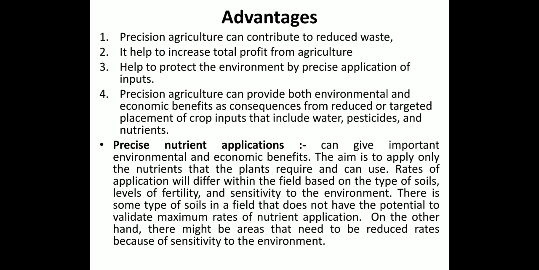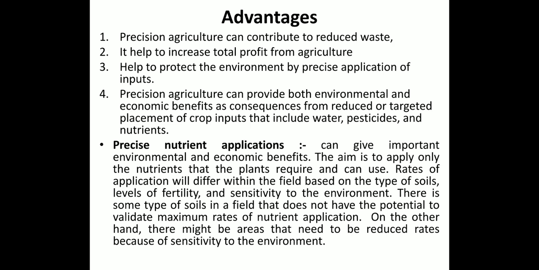Next, we can see the advantages of precision farming. There are general advantages. Precision agriculture can contribute to reduced waste, as we have seen in earlier slides. That is, whatever inputs are applied in the field should be applied at the right time, in the right method, the right way. That is the concept of precision agriculture. We should apply fertilizers as needed to soil or crops, which helps to reduce waste.